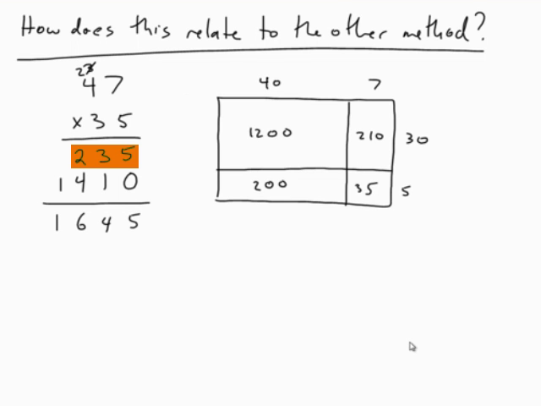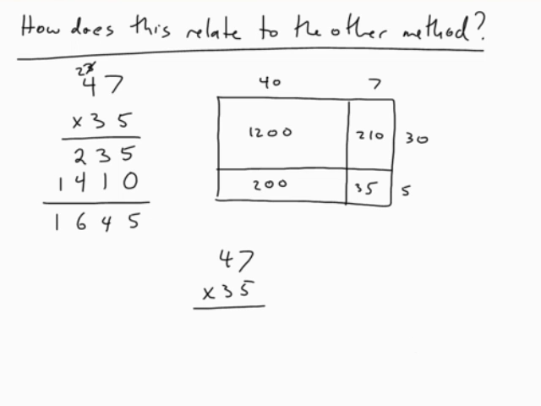The number 235 corresponds to the number of total squares in the second row of the grid, 200 plus 35. And the number 1,410 is the number of squares on the top row of the grid, 1,200 plus 210. And if we think about this a little bit further, we can actually break down our multiplication in columns in such a way that we can see all of these numbers.